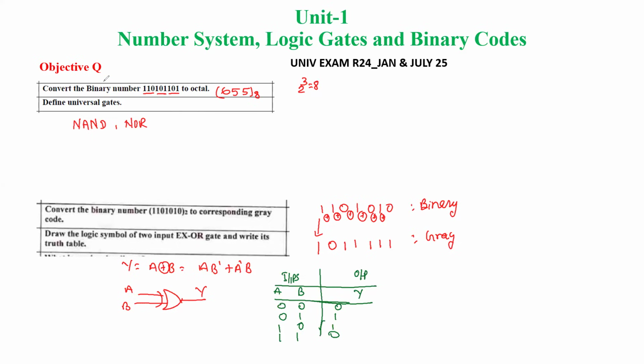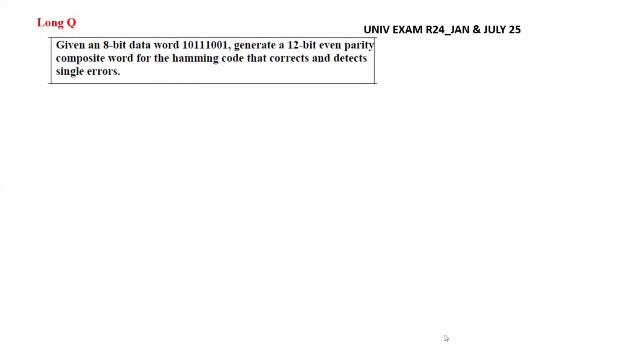So here you have to write the truth table, then it will have a better representation. So like this, suppose they have asked here XOR gates. Like that they will ask the other gates also. So the truth tables of all other gates also you need to prepare. Next, this is the long question, very important question.